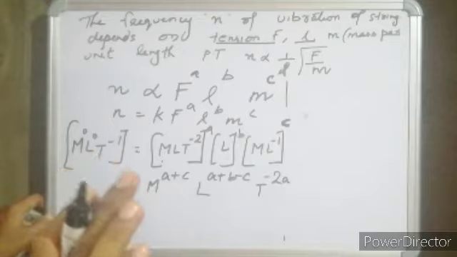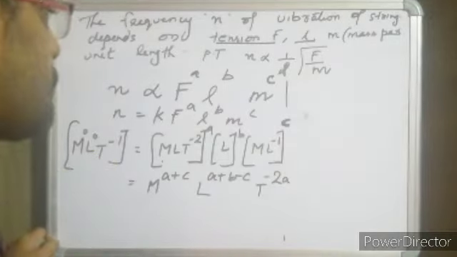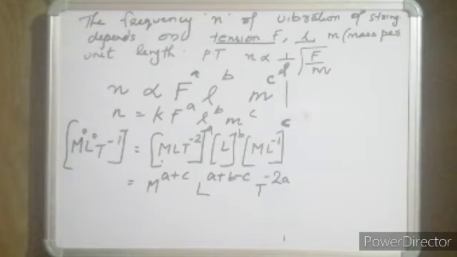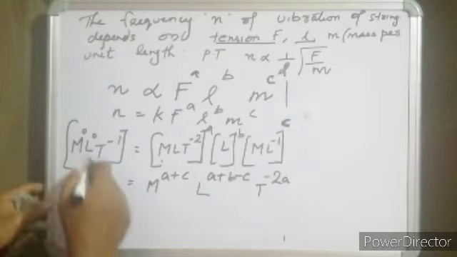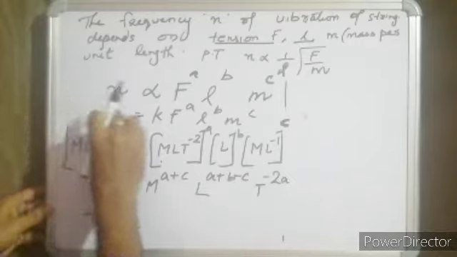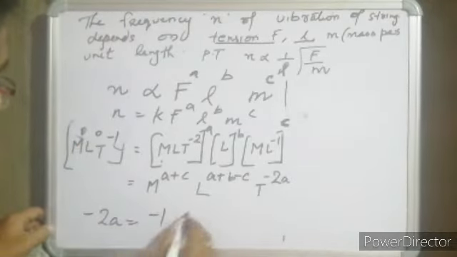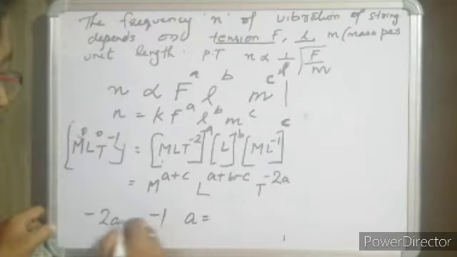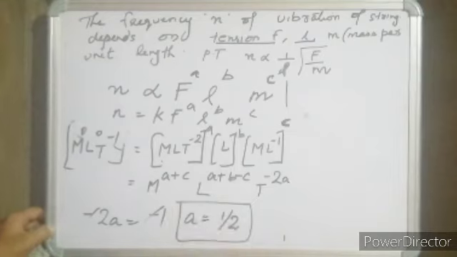Okay, that's it. T only one. So you will get M to the power C, A plus C, L to the power A plus B minus C, and T to the power minus 2A. So you can find A, B and C now. Equate the powers. So minus 2A is equal to minus 1. So you'll get A as equal to 1 by 2.